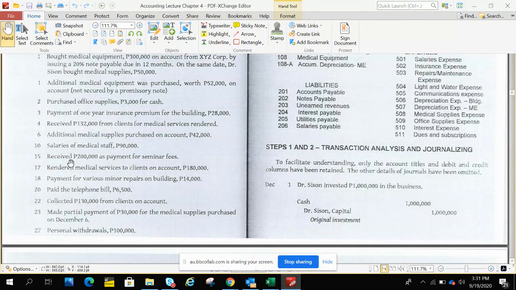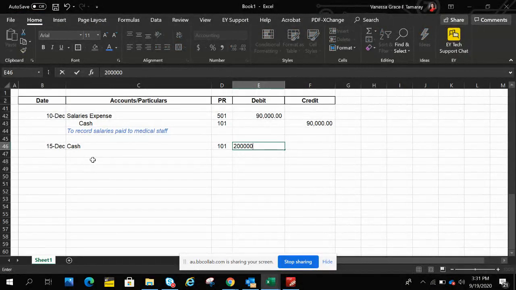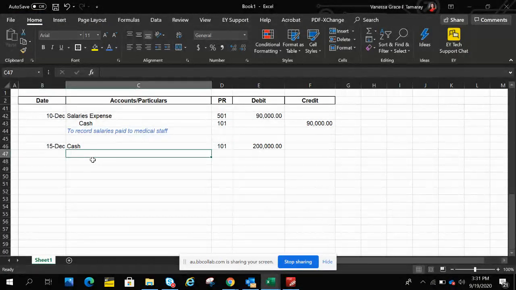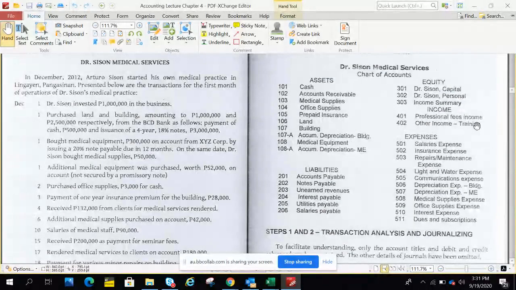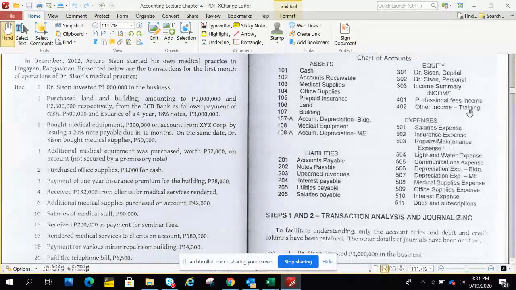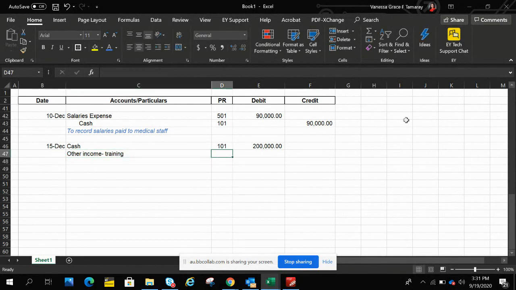Isama na din natin yung susunod. Sabi, rendered medical service to client on account, 180,000. Ito muna. Received 200,000 for seminar fees. So, kung nag-seminar tayo, ano daw ang account? May specific account kaya doon? Other income training. So, nag-render daw siya ng seminar, di ba? So, dito natin ipasok sa training. Other income training. Credit, other income.